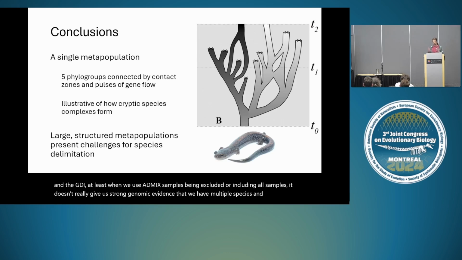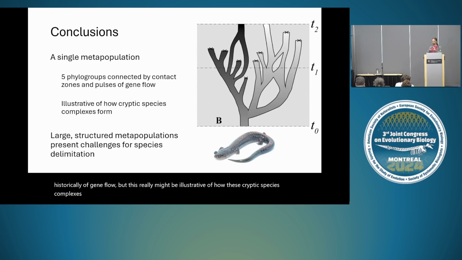And we conclude that Plethodon cinereus really is best representative of a single metapopulation, kind of pushing the bounds of how inclusive we should be in our definition of what a metapopulation is before we might want to start describing species. So we have these 5 phylogroups that have really been connected by contact zones and these pulses historically of gene flow. But this really might be illustrative of how these cryptic species complexes form more broadly, where you just have continuous production of these incipient lineages on the landscape, and only over long periods of time do you really get strong evidence of having independent species.